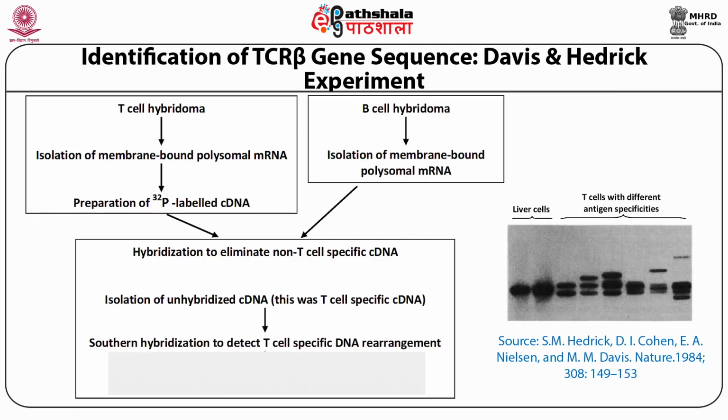Thus, Southern hybridizations were performed with DNA from various cell types using these cDNA clones as probes. This led to the identification of a cDNA clone which showed different DNA bands in non-T cells and T cells. These results pointed to the fact that the cDNA was formed as a result of DNA rearrangements. Subsequent studies established that the cDNA clone does actually encode for the TCR beta chain. Later, the gene sequences for the TCR alpha, gamma, and delta chains were also discovered using similar strategies.